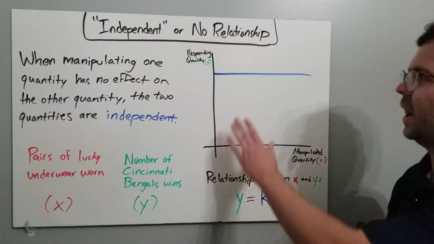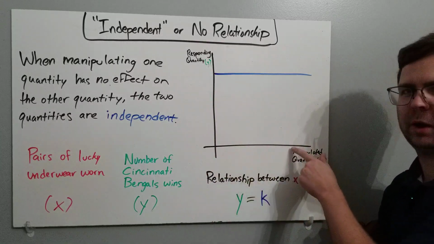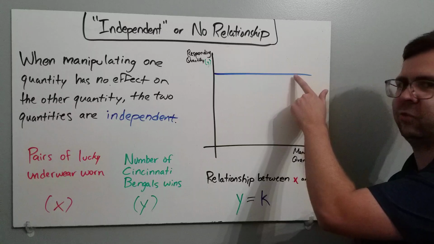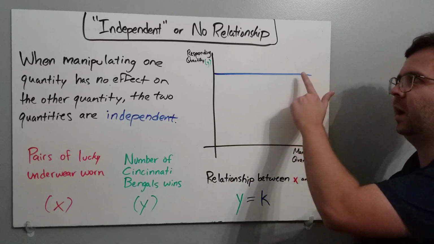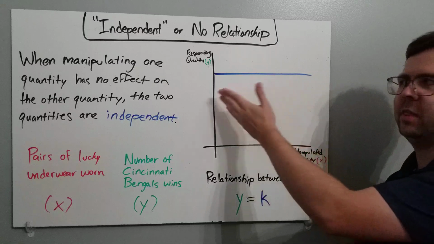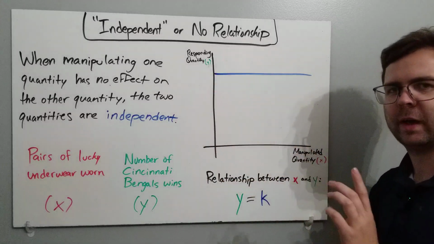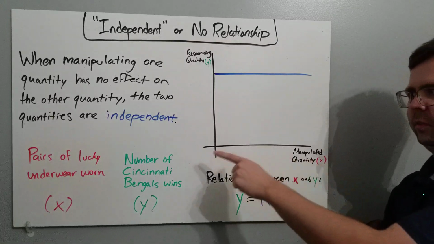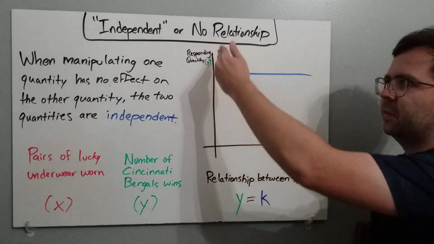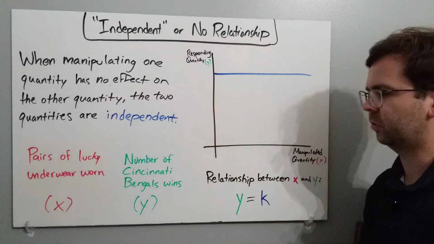And so this graph would look like this, where even if I wore 10 pairs of lucky underwear, it doesn't actually affect the number of wins. I could increase my number of underwear worn, and it doesn't change at all the number of wins over here on the responding quantity side. Note that we always put the manipulated quantity, the x, on the horizontal axis, and then the responding quantity is always the y value, and it goes on the vertical axis.